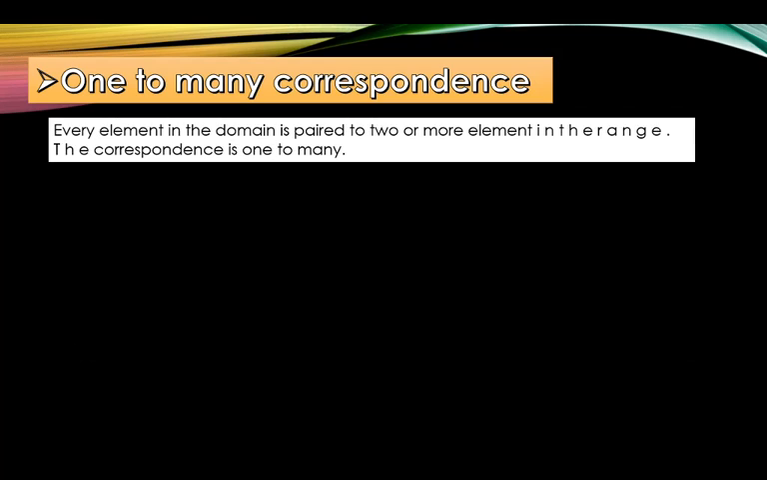Next type of correspondence is one-to-many correspondence. One-to-many. What does it mean? Every element in the domain is paired to 2 or more elements in the range. No? Yung isang element mo sa domain ay nakapartner sa dalawa o higit pang range. The correspondence is what we call one-to-many correspondence.